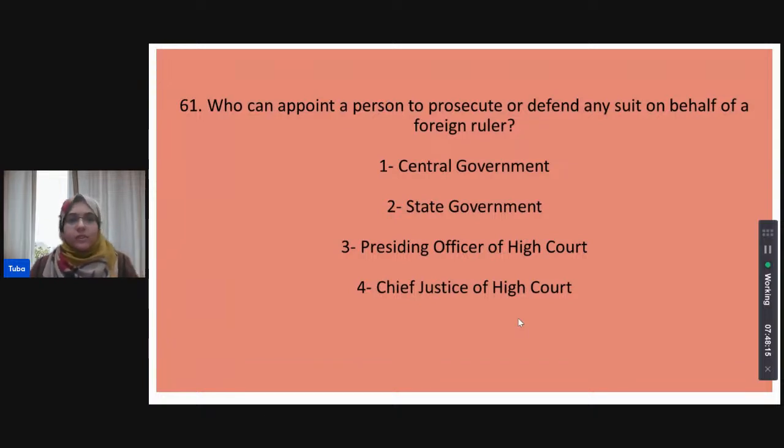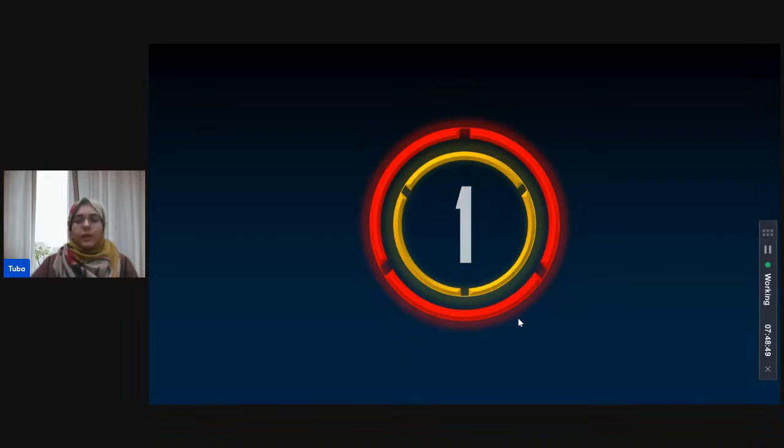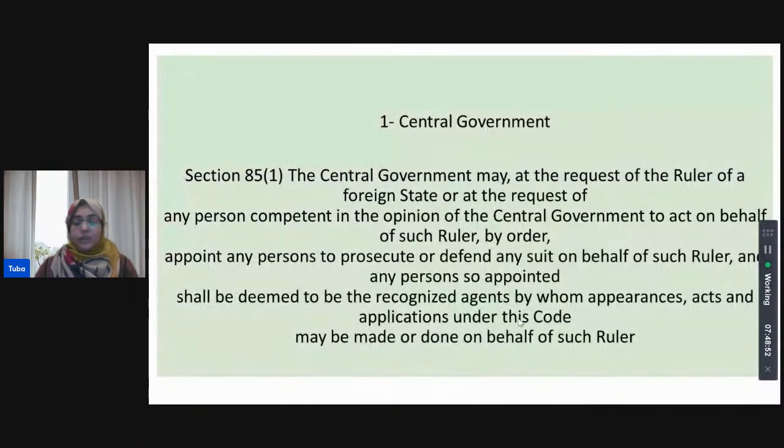All right, moving on to question 61. Who can appoint a person to prosecute or defend any suit on behalf of a foreign ruler? Is it the central government, the state government, the presiding officer of High Court, or the Chief Justice of High Court? This is also a special power under CPC. All right, Shaksida thinks it's central government. Central government as well. That is correct. Section 85 is the relevant section for this.